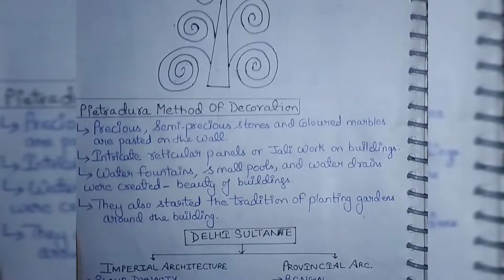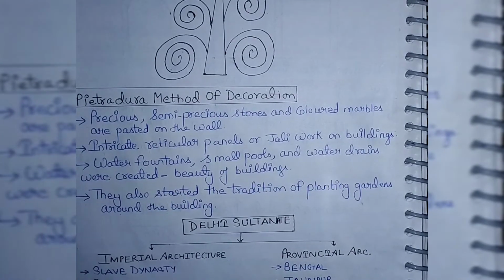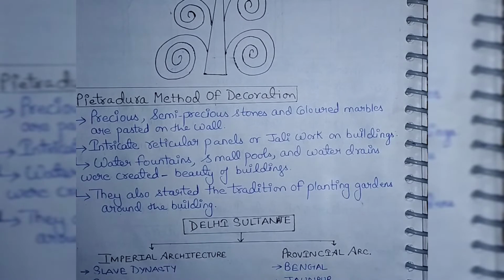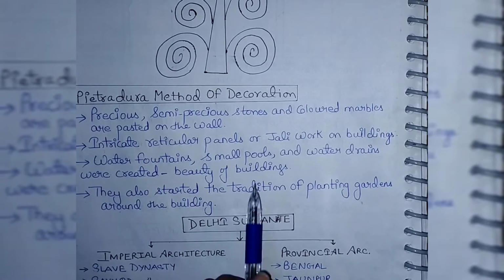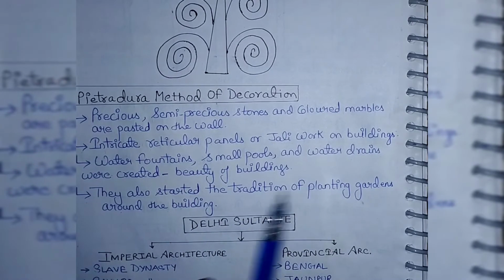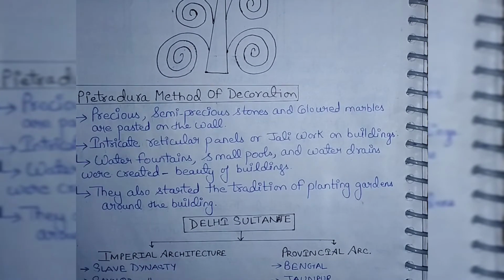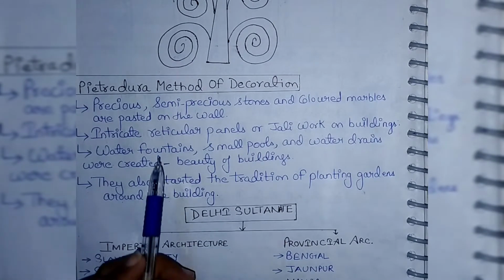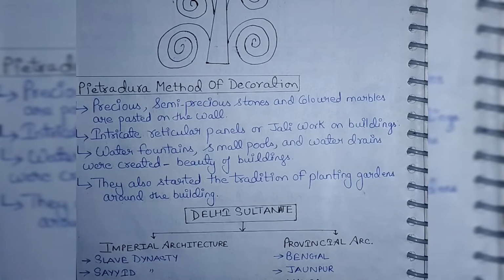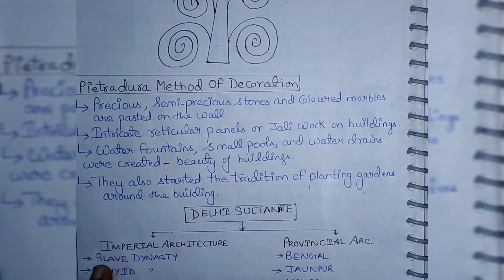Okay. Next, we'll talk about the Pietra Dura method of decoration. In this, the designs were made on the wall and later they were decorated with precious and semi-precious stones and also colored marbles. So these precious stones were pasted on the walls. Intricate reticular panels, which we call jali work, are seen on buildings, especially on the entrance, on the gate or on the windows.